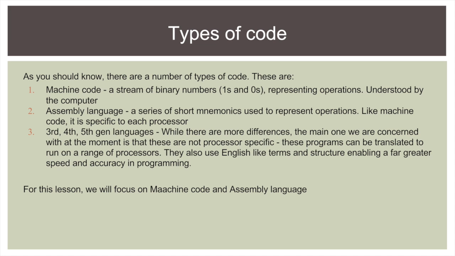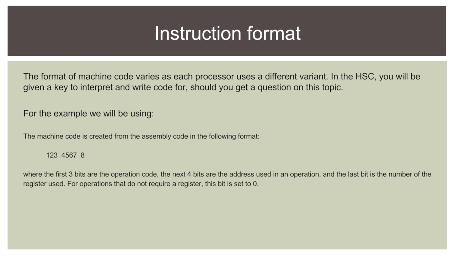Okay, and for this lesson we're focusing on machine code and assembly language. So the format of machine code varies as each processor uses a different variant. In the HSC you'll be given a key to interpret because you can't learn every variant of machine code out there, and we won't expect you to. So the variant we'll be using for the lesson when you come to class will be something like this, where you see 1, 2, 3, 4, 5, 6, 7, 8, and this represents the number of the bits in a byte. So there's 8 bits in 1 byte, obviously. And this 3 represents something, these 4 represent something, and this 1 also represents something.